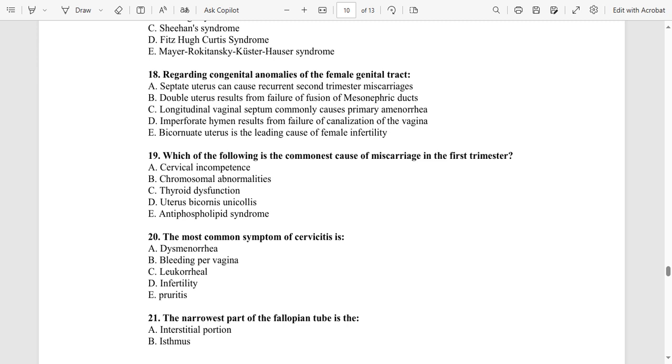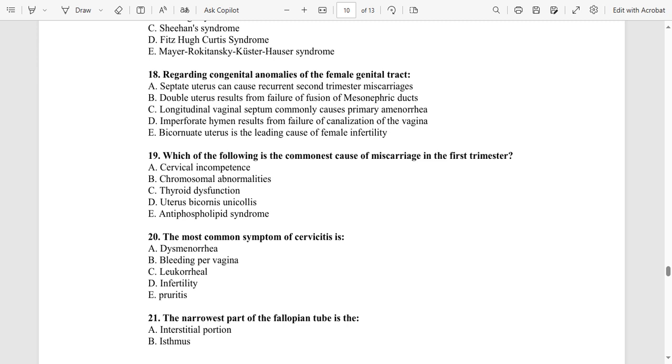Okay, the mesonephric. So this one is saying double uterus results from failure of fusion of mesonephric duct. A double uterus is going to result from failure of the complete fusion, of course, of the Mullerian ducts, which are involved in the development of the reproductive tract. So that statement, oh, it has said mesonephric. So it's false, because the female reproductive tract comes from the Mullerian or the paramesonephric ducts. That's why that one is not true.